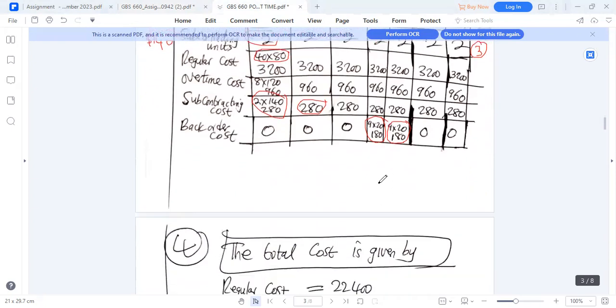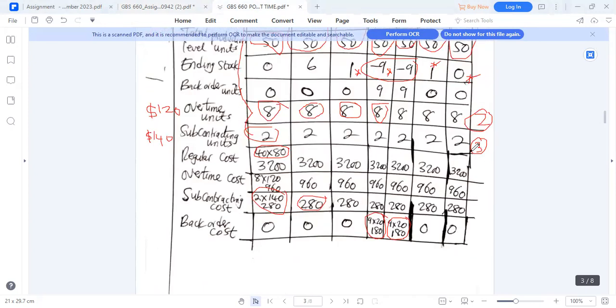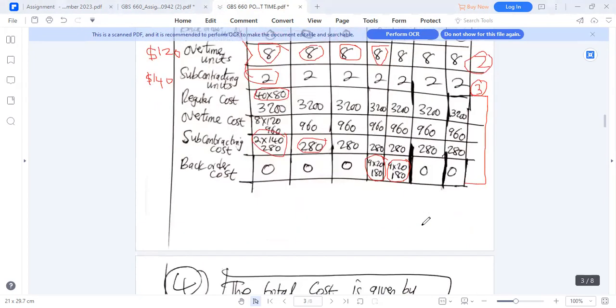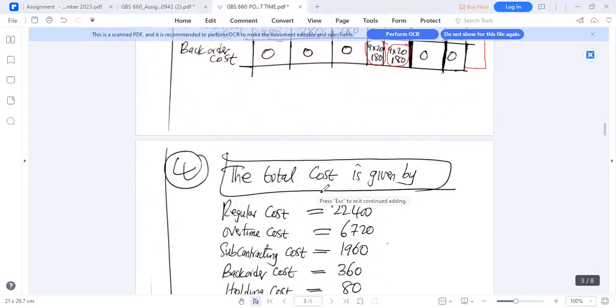So from here, we can look at the regular cost now, the totals here on the regular basis. We have 22,400, meaning after adding all these costs, we have the regular cost of 22,400.